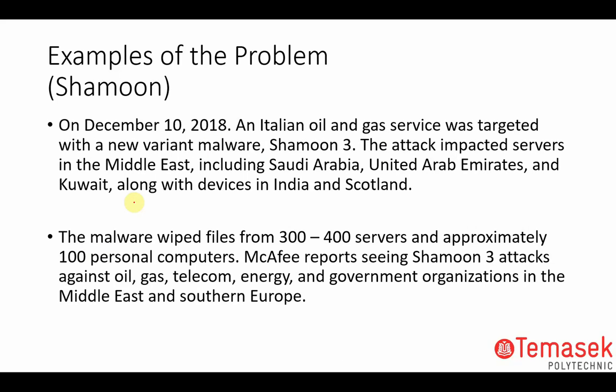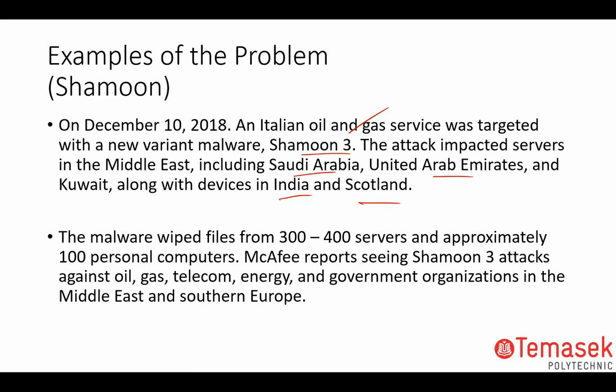The second one is from 2018. Italian oil and gas services were targeted by another malware called Shamoon 3, and it impacted other servers in the Middle East, such as Saudi Arabia, the United Arab Emirates, and Kuwait, along with some devices in India and Scotland. So you can see it's international and covers a big area, and all these deal with oil and gas services. So it's very scary at the end of the day.